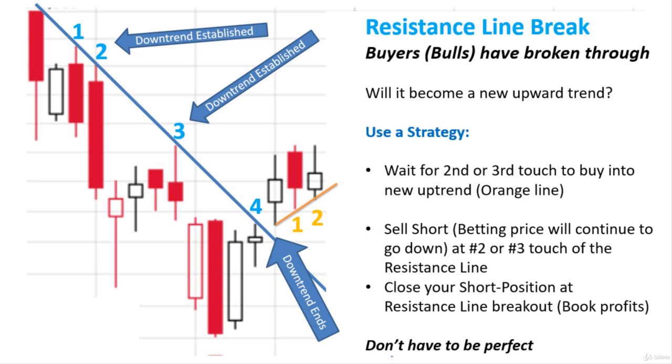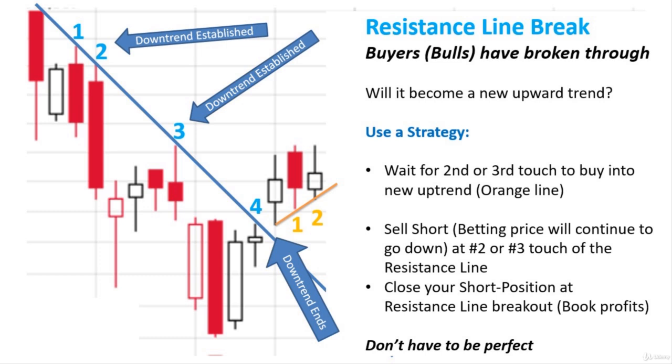We're looking at, is this a false signal? It's already broken through. So the strategy around this on a resistance line break, it's been in a downtrend, it's broken through. Will this become a new uptrend? So the strategy: wait for the second or third touch to buy into the new uptrend. That's our orange line there. You can see we got a second touch there. Especially since we're coming out of a real steep downtrend in this particular example, this might be a case where it might be safer to wait for a third touch, really establishing it, just to be sure, because it just came out of a big downtrend. And that's the orange line there.